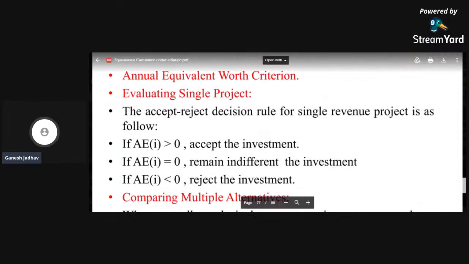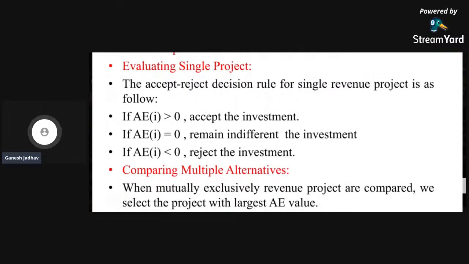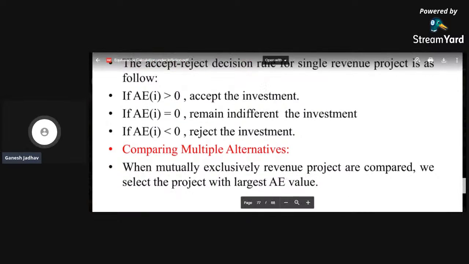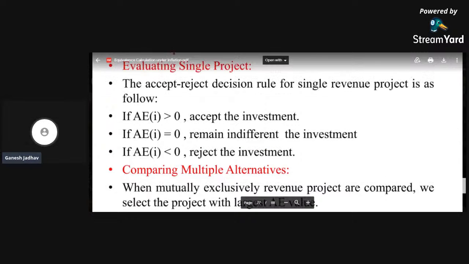Next is another topic, that is the equivalent single project. So what is this concept? Here is accept or reject from the revenue project, as follows. Here is A: whenever it is greater than 0, you can say that this is accept for the investment.